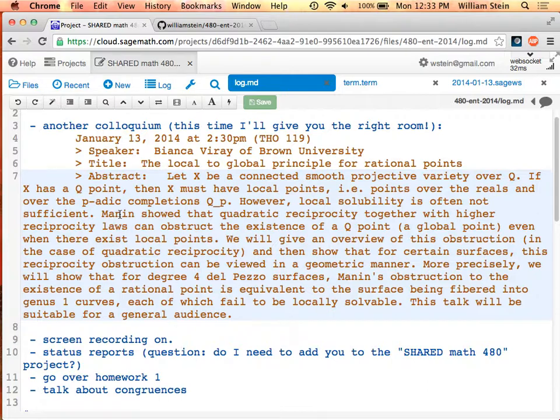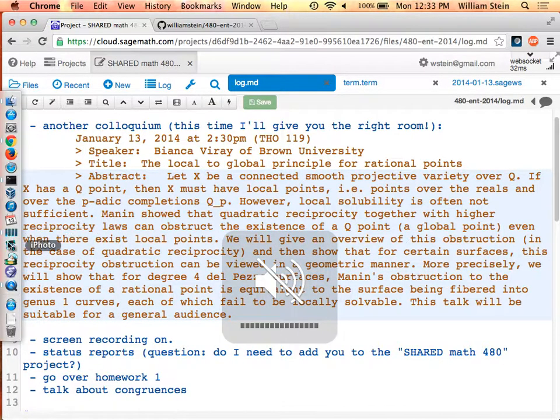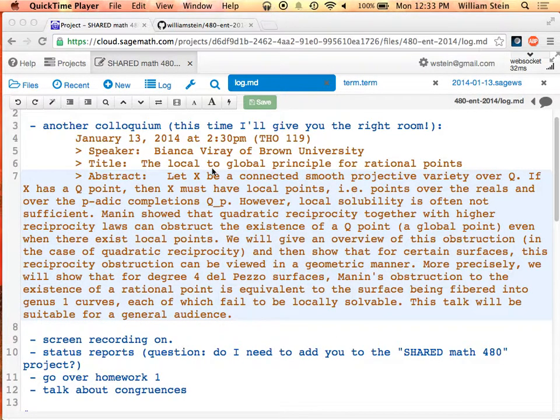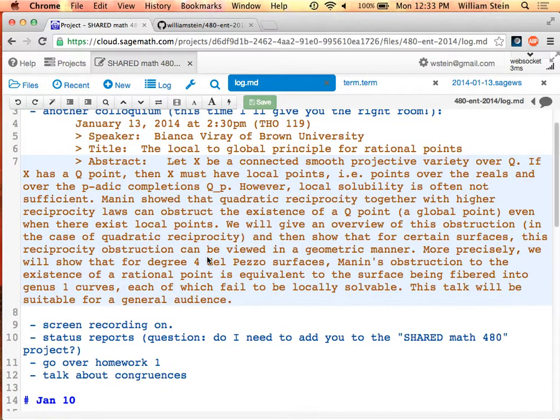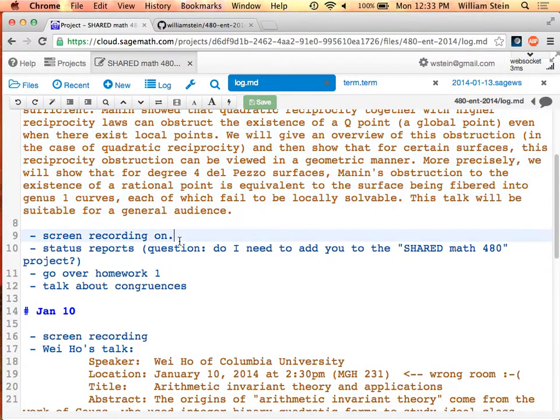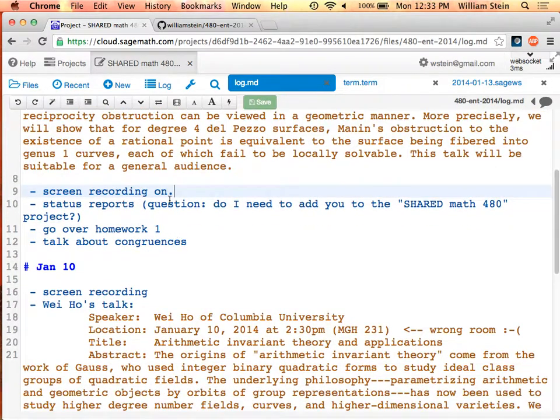Okay, so that's the first thing. Second, I'm reminding myself to turn on this screen recorder right here. I recorded the last time, but I think I forgot to record the audio, so that wasn't very useful. But this one should work today, and in future I should have recordings. Okay, so we'll do that. Let's do status reports really quickly, and then I'm going to tell you about the first homework assignment. I'll go over the problems, and then we'll talk about congruences.